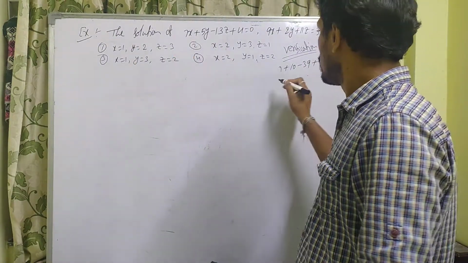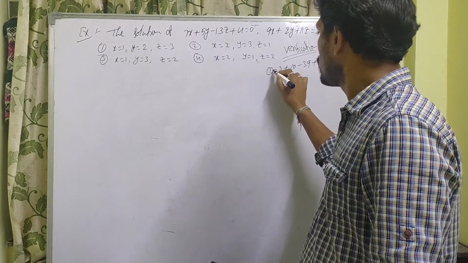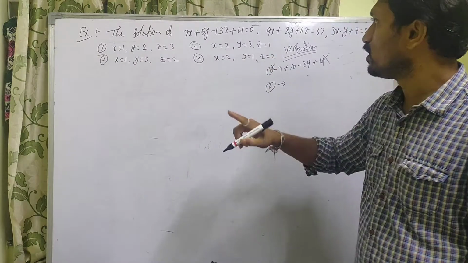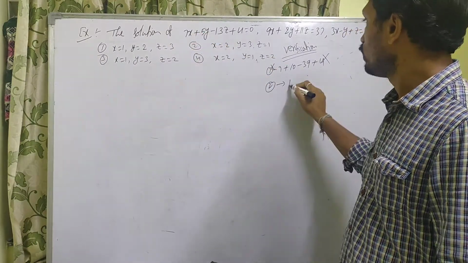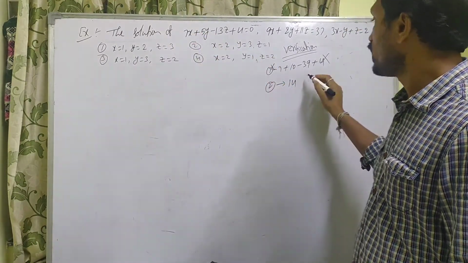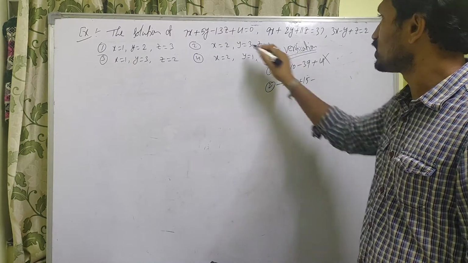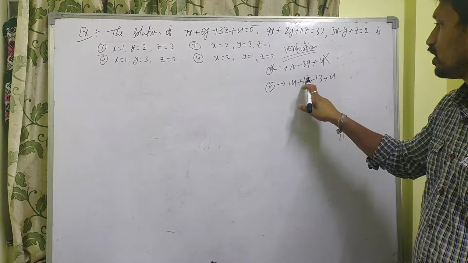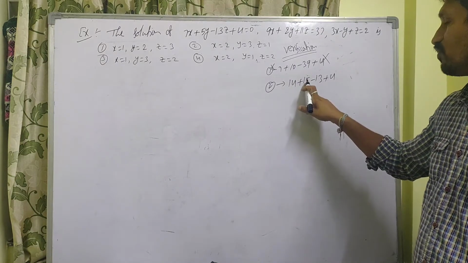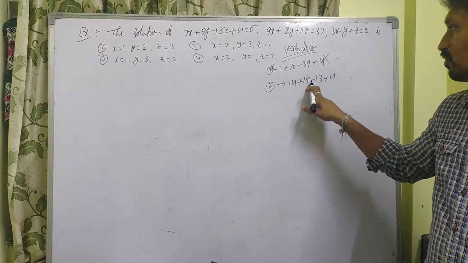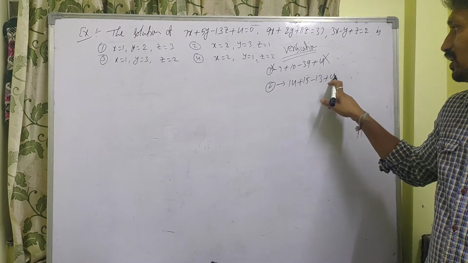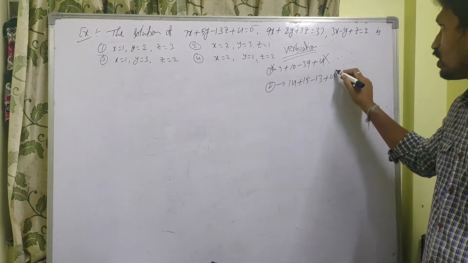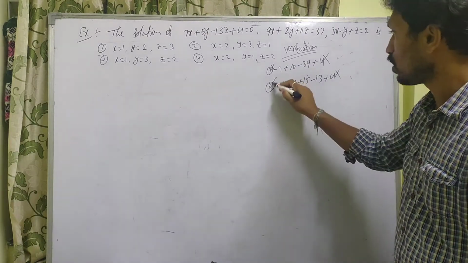If it does not satisfy at least one equation, no need to check the remaining two equations. So the first option fails. So go for the second option: 2, 3, 1. Substitute 2 here. 7 2s are 14, 3 5s are 15, minus 13 plus 4. So 14 plus 15, that is 29. 29 minus 13 plus 4, that is 33 minus 13. It is also not equal to 0. So the second option is also a wrong option.